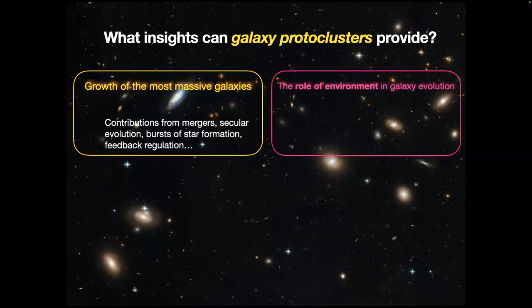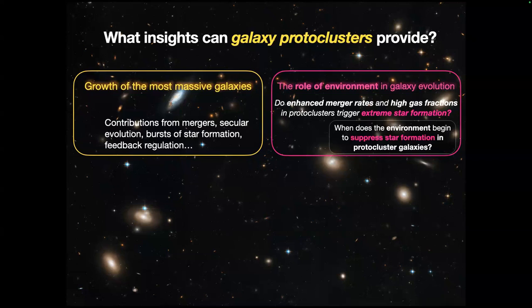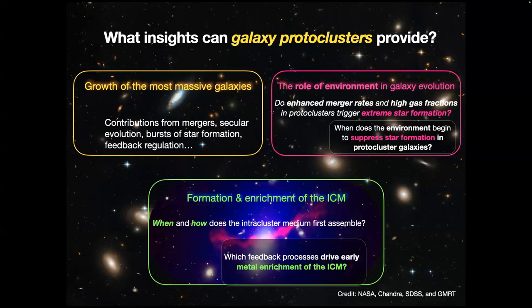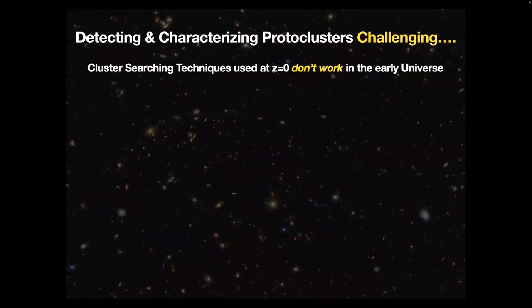Also, the role of environment in galaxy evolution. So, for example, do enhanced merger rates and high gas fractions in protoclusters trigger extreme star formation? And when does the environment begin to suppress star formation in protocluster galaxies? Also, the formation and enrichment of the ICM. So when and how does the intracluster medium first assemble? And which feedback processes drive early metal enrichment of the ICM? So there are other questions that people are interested in asking with protoclusters. This is just a few.